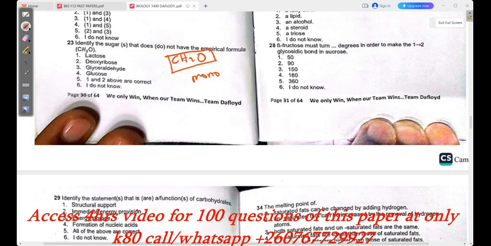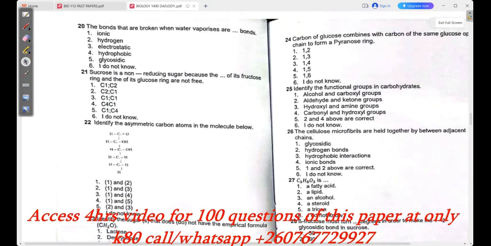Deoxyribose has. Deoxyribose is, yes, a monosaccharide. Glyceraldehyde is a monosaccharide. Glucose is a monosaccharide. So 1 and 2 are monosaccharides, so this can't be the answer. So the answer here is lactose. Lactose is a disaccharide, so it cannot have this empirical formula. Only monosaccharides do.